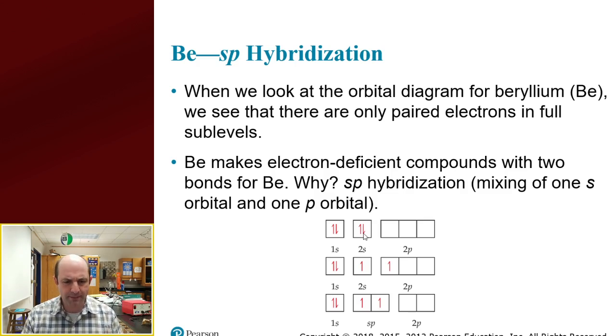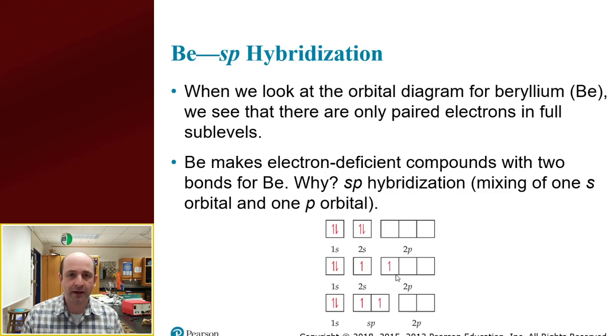How is that possible? The 2s electrons are already paired. So maybe we give it a little bit of energy and bump one of those electrons up to the 2p. Now we have 2 unpaired electrons. Okay, we can make 2 bonds. But these electrons are not equal in energy. One of them's in the 2s, one of them's in the 2p. So those bonds should not be equivalent.